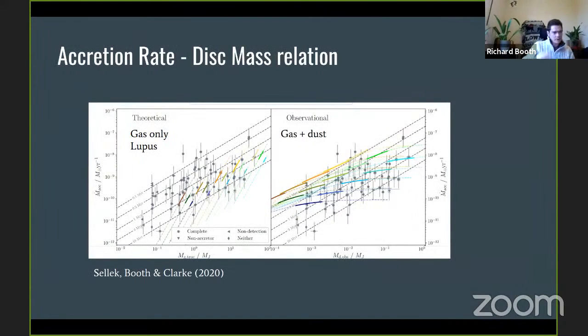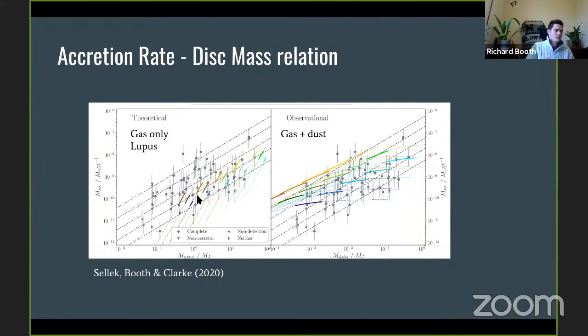So another way to look at this is actually in the gas mass and accretion rate plane. This is something that Giuseppe Lodato and Heath Mulders have looked at using gas-only models. If you just take a gas-only viscous evolution model, it's very hard to explain the scatter in accretion rates in Lupus.